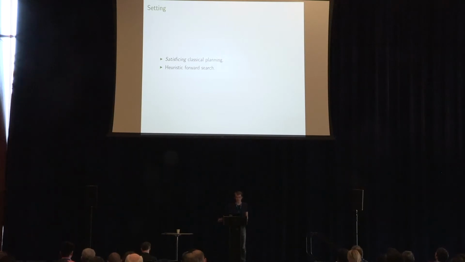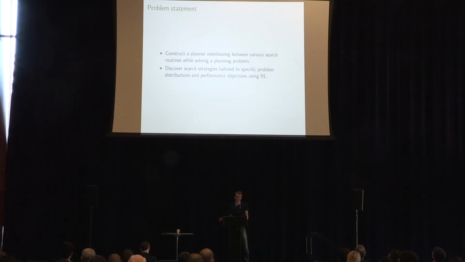So first, a couple of words about the general setting we are in. We are dealing with satisficing classical planning. This means that for most of the problems, it's challenging to find any solution. Of course, given that we have the solution, the lower its cost, the better. We also approach the problem with heuristic forward search, just like most modern satisficing classical planners.